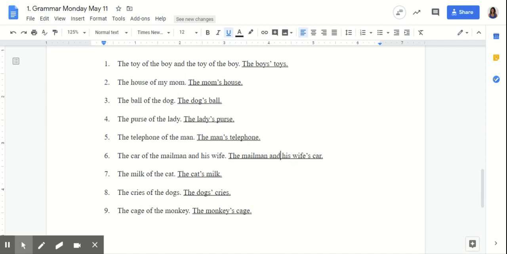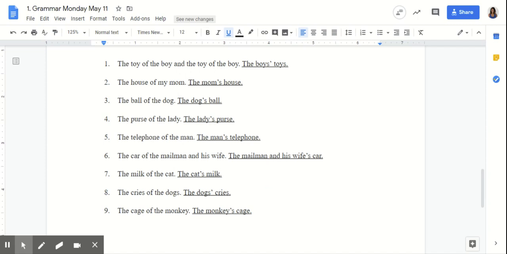Number six, the car of the mailman and his wife. The mailman and his wife's car. So realize I'm only putting the apostrophe S after wife. It should not be the mailman's apostrophe S and his wife's apostrophe S car. So right here, this is going to be our complete subject. So that apostrophe S is going to go after the last noun in this sentence. And then it's showing ownership of the car.